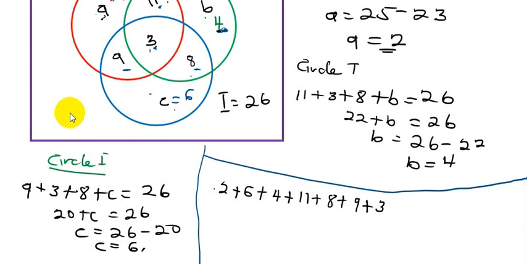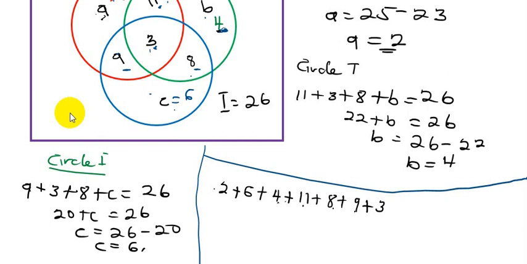Now, 2 plus 6 will give you 8. 8 plus 4 will give us 12. 12 plus 11 will give us 23. 23 plus 8 will give us 31. 31 plus 9 will give us 40. 40 plus 3 will give us 43. Now, let me take that again.